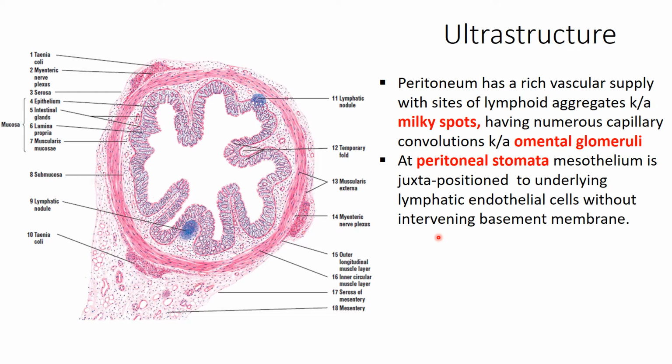the mesothelium here is in juxtaposition to the underlying lymphatic endothelial cells, and in this portion there is no intervening basement membrane, and because of that this portion is more porous, especially to the passage of nomadic cells like macrophages and other cells.